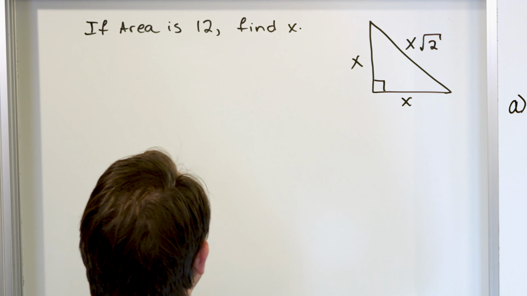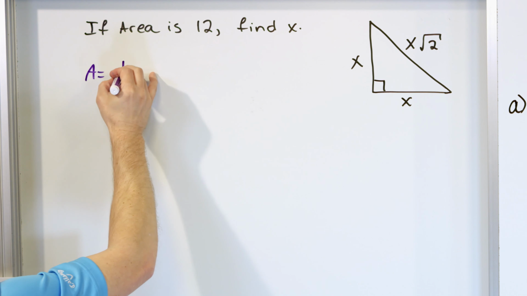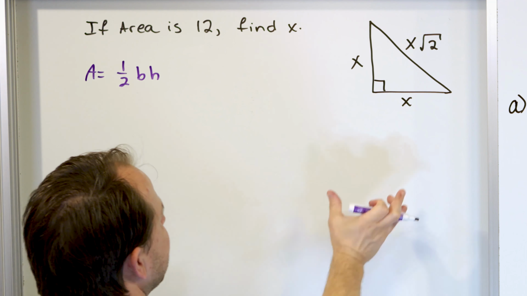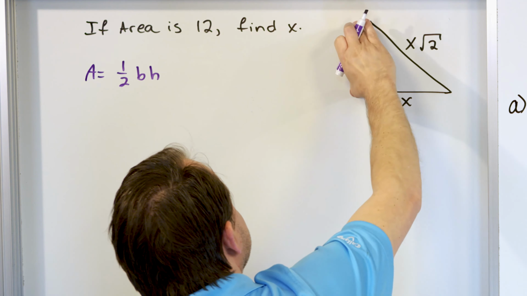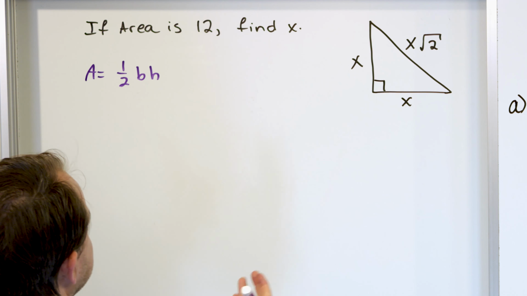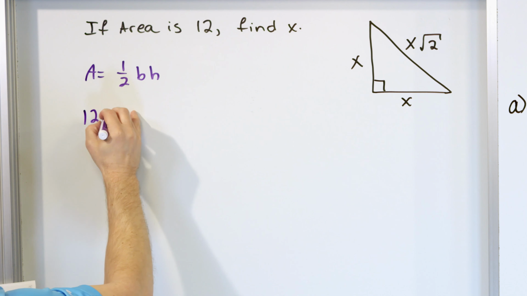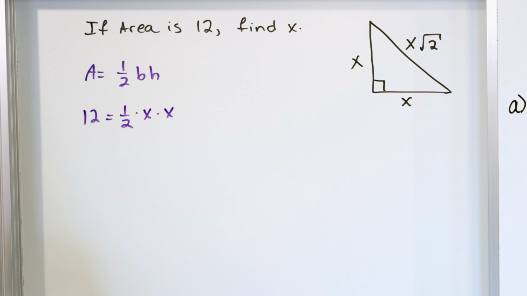Well, what is the area of a triangle? We know that the area of a triangle is always 1/2 times the base times the height, all right? Now, the base of the triangle we can consider to be x. The height can also be x. This is a right triangle, so this is the height of the triangle. So it looks like it's really easy, right? You could just say, well, the area is equal to 12 is equal to 1/2 times the base is x times the height is x, right?